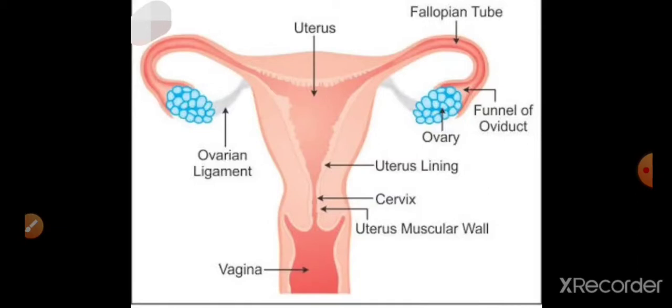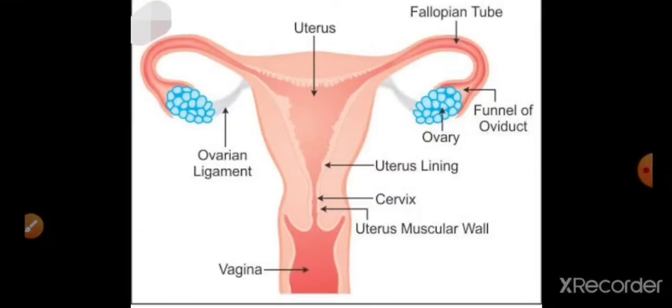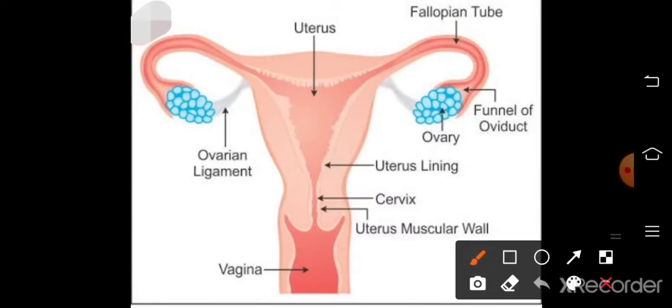Today, I will discuss the class 10th female reproductive system. So, my dear students, we know that in the female reproductive system there are two ovaries present. These are the ovaries, and we know that each ovary is combined with a fallopian tube.